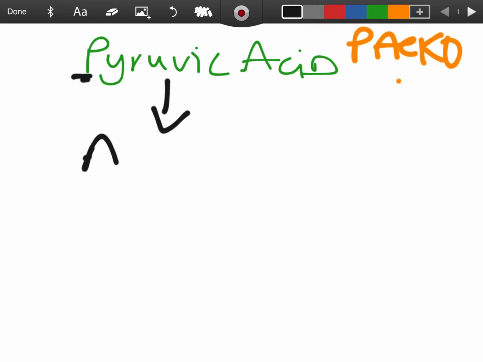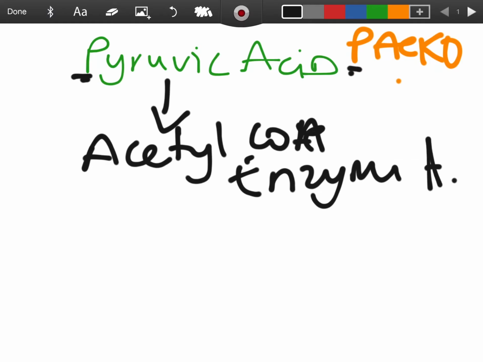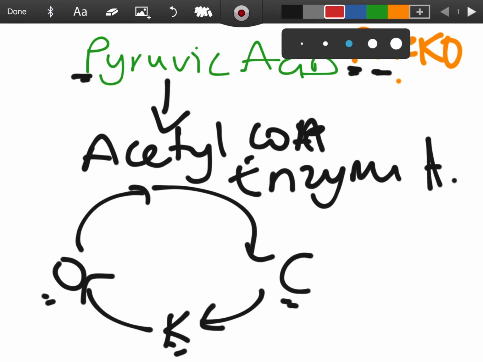So now what we're going to do is we're going to produce acetyl coenzyme A, and you need the name of this, and then this now is going to go into Krebs cycle. So P, pyruvic acid, A, acetyl coenzyme A, and then we had these molecules. Now, the old course, they used to have to know the names of these, but you don't anymore. So you can just call C, K, and O.